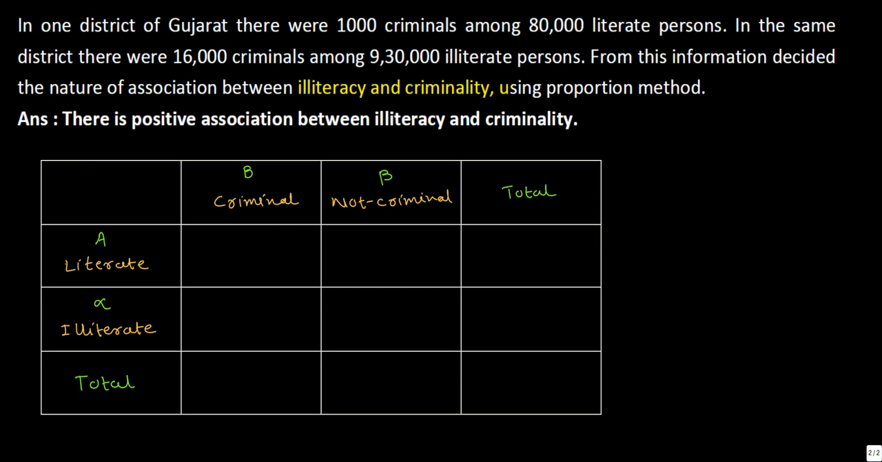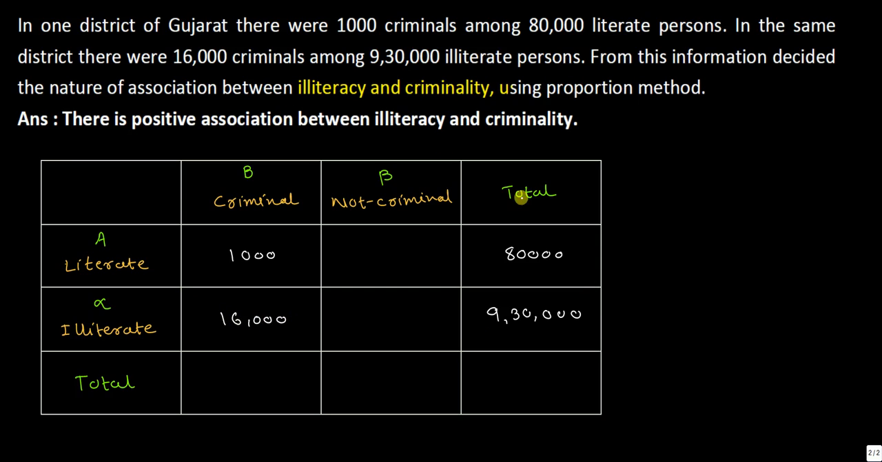Okay, now putting the values. In one district of Gujarat, 1,000 criminals among 80,000 literate persons. So total literate persons is 80,000, and among these 80,000, 1,000 are criminals. In the same district there are 16,000 criminals among 9,30,000 illiterate people. So total illiterate people is 9,30,000, and among these 16,000 are criminals. So illiterate and criminal is equal to 16,000.